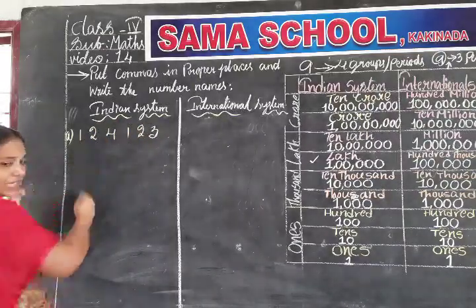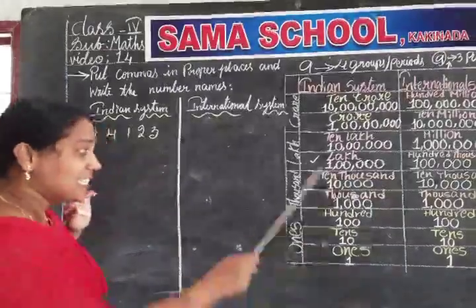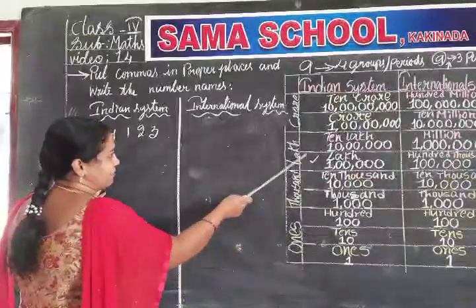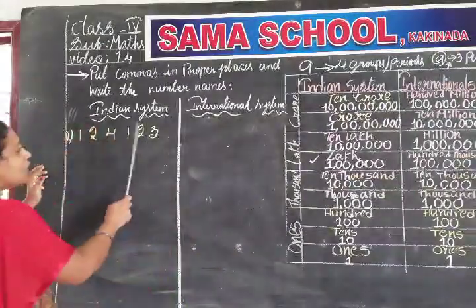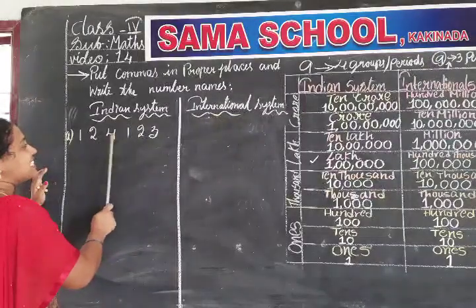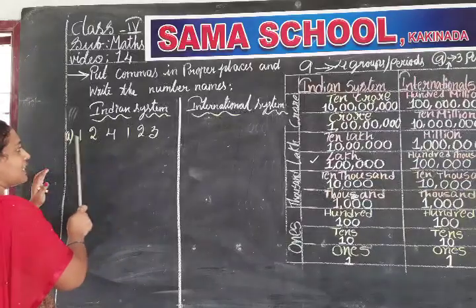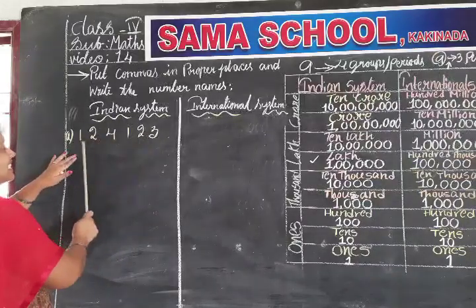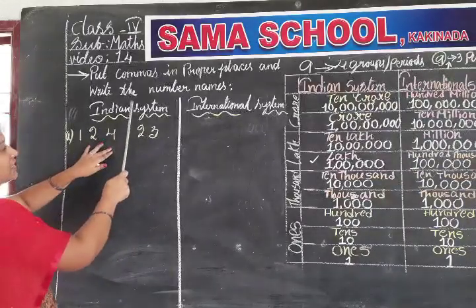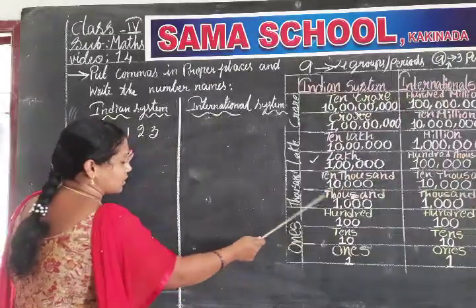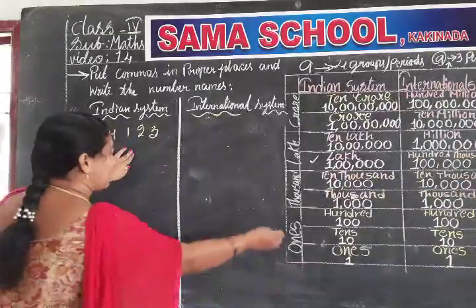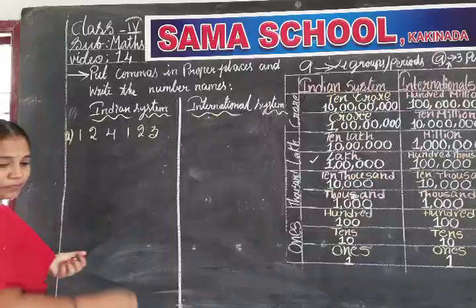this number. See, in the Indian system we have 9 places. So here I take only a 6-digit number: 1, 2, 3, 4, 5, 6. A 6-digit number. According to the Indian system, we write the place values. Come on, start. Say the place values, everyone.